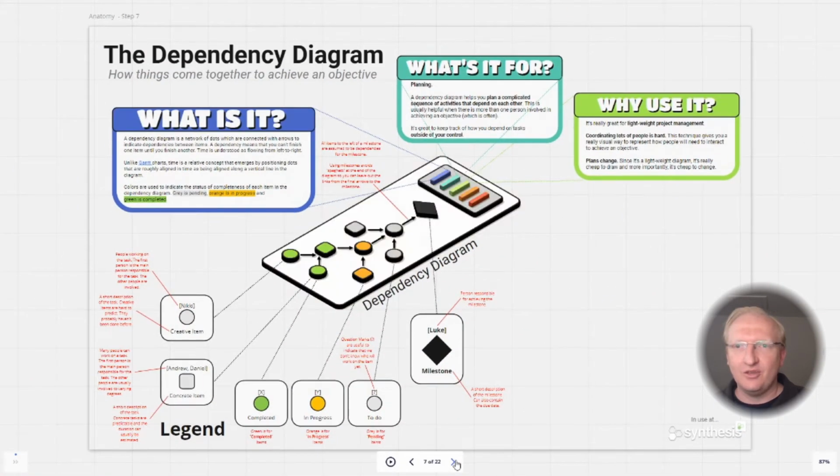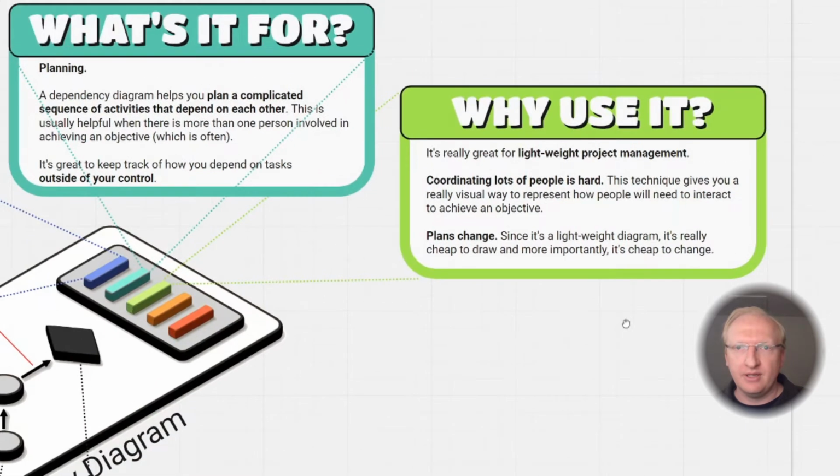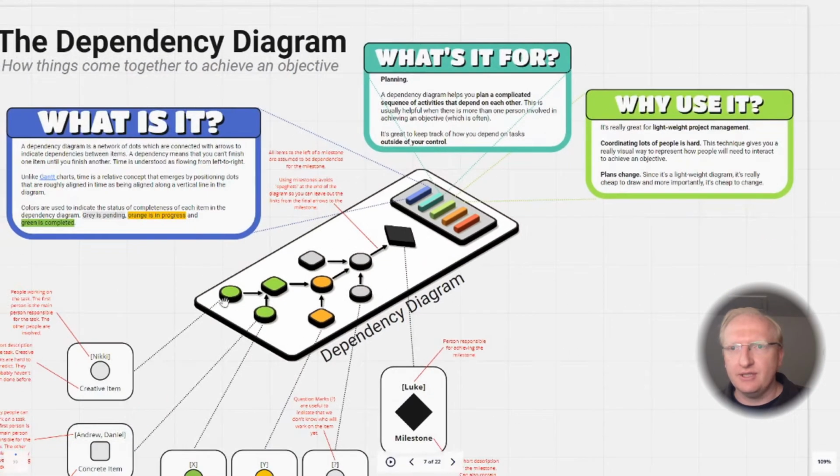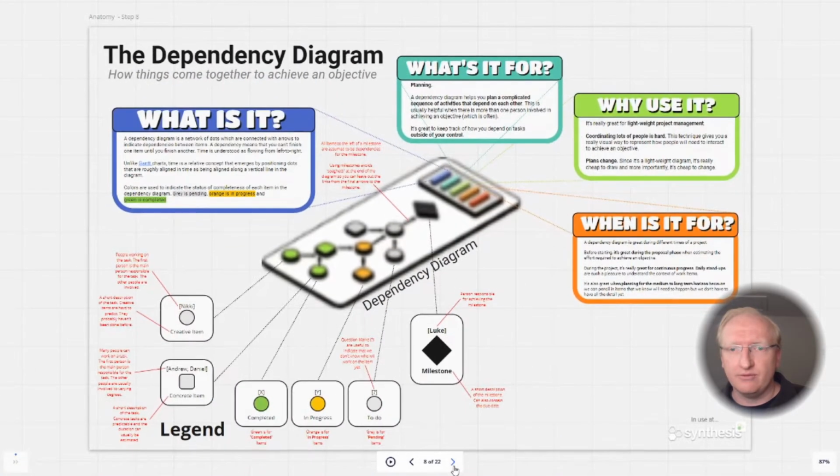The reason why we use dependency diagrams is that it's really great for lightweight project management. Coordinating lots of people is hard. This technique gives us a really easy and visual way to represent how people will need to interact to achieve an objective. Plans also change, and since it's a lightweight diagram, it's really cheap to draw, and more importantly, it's cheap to change. And by being able to collaborate on it using a tool such as Miro, makes it exceptionally effective at allowing us to achieve lightweight project management.